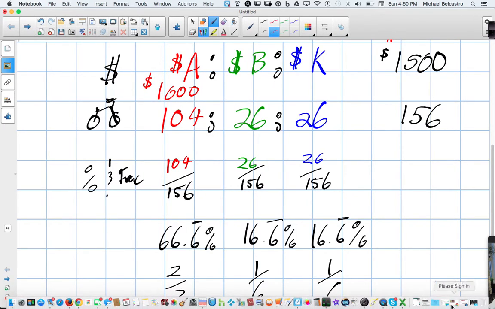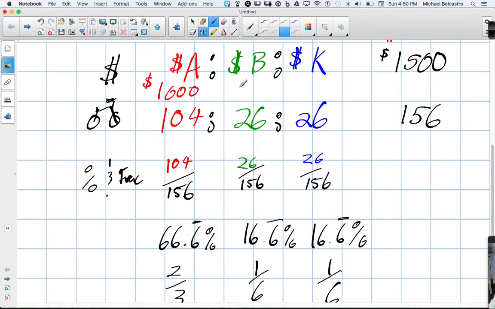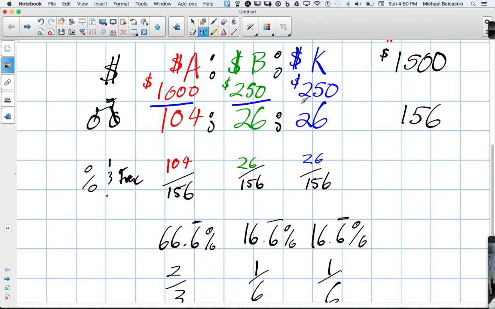Okay, we'll do the same thing again. The $1,500 times the 1/6 or 16.6 repeated, and we get 250. So Beth should earn $250. And then, because they're the exact same, Kwan should also earn $250. If we add it all up to ensure, 1,000 and 250 and 250 equals 1,500.